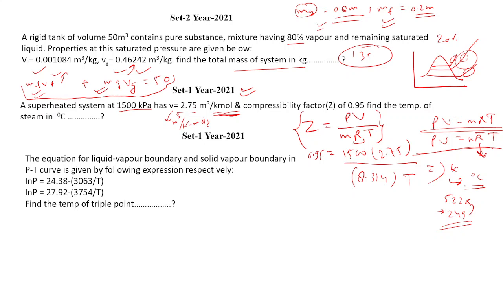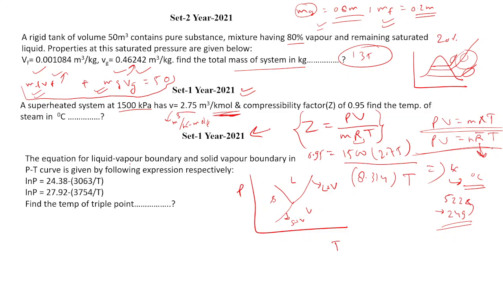So this is another problem from the PT curve. That is also a good question. So the PT curve is like this, right? Here it would be solid, liquid, and here would be vapor. So the question: the liquid vapor boundary means this one, right? Yes, sir. Liquid vapor boundary, and the solid vapor boundary means this boundary.